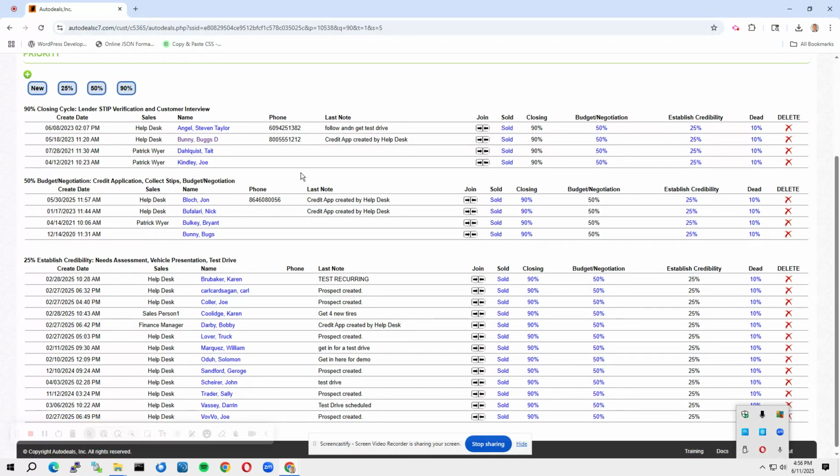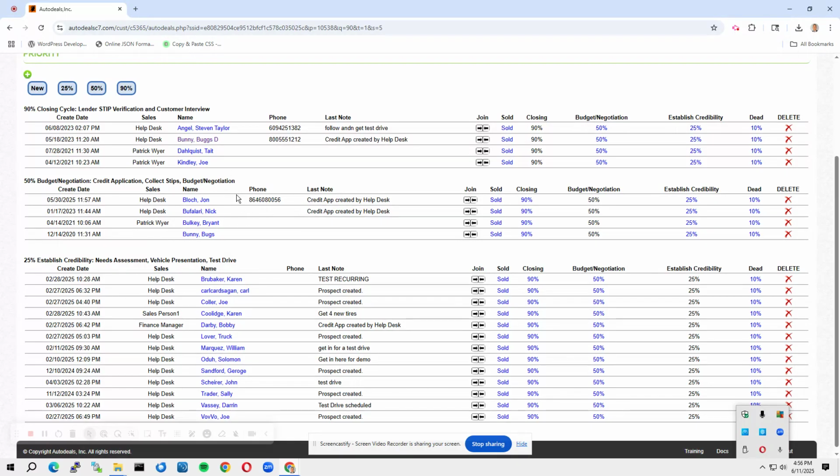The key thing behind the priority page is that the percentage is organized in the way of a classic selling model in any business. You have 25%, which would be a customer where you're trying to establish credibility. You're asking good questions, evaluating their needs, doing presentations, and they're possibly testing the equipment. The next phase, the 50%, is when you're negotiating on the pricing, collecting documents to verify the information for your deal, and possibly doing a credit application or collecting customer information.